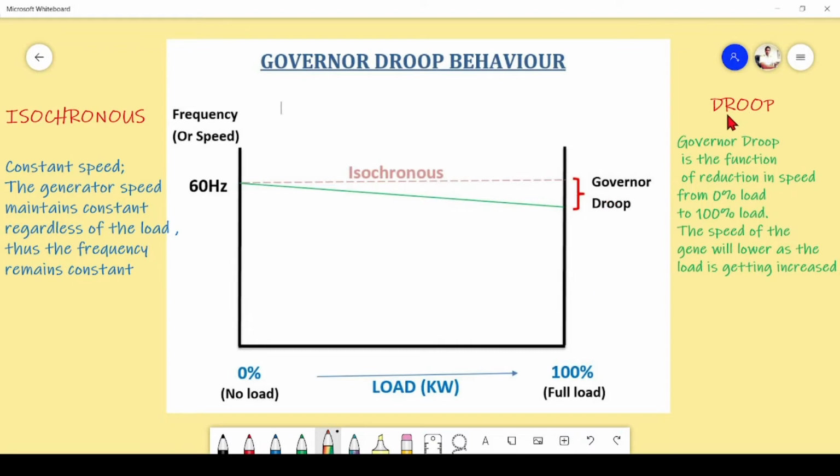In a droop governor, what is droop? Governor droop is the function of reduction in speed from 0% load to 100% load. The speed of the generator will lower as the load is increased. From 0% load, the governor will maintain 60 Hz, but as the load increases up to 100%, we can see the speed dropped, the frequency dropped. That we call speed droop. Speed droop is the function of reduction in speed from 0% to 100% load.